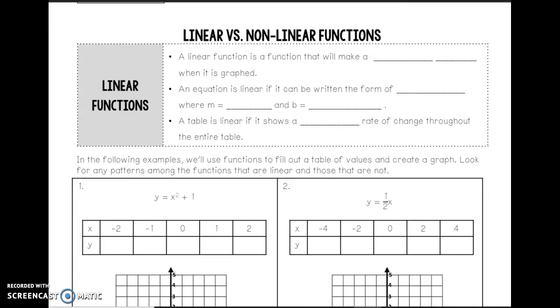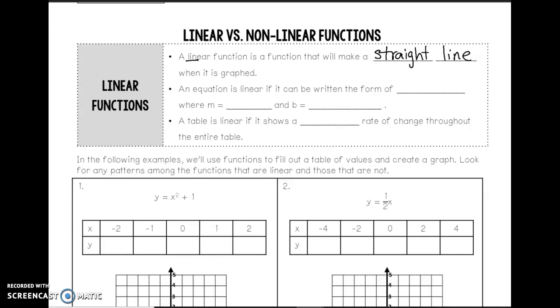So quickly, a linear function, if you look inside there, you see that word line. Linear always means line. So a linear function is a function that will make a straight line when we graph it. Okay. So a linear function graphs a straight line.